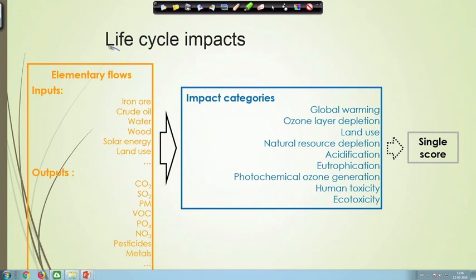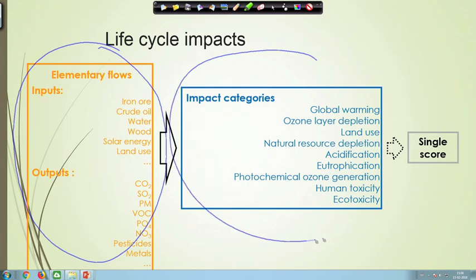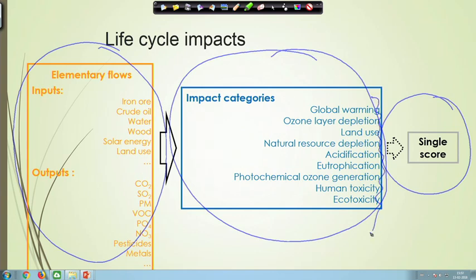From the elementary flow, we get the impact categories, as you can see on the screen right now. So, you have the elementary flow. From the elementary flow, we can get to the impact categories. From the impact categories, we can get a single score. The single score is used to compare between different products, different processes, different systems. When you look at the single score, it's easy for people to understand, and the single score is derived from the data collected as part of the impact categories.